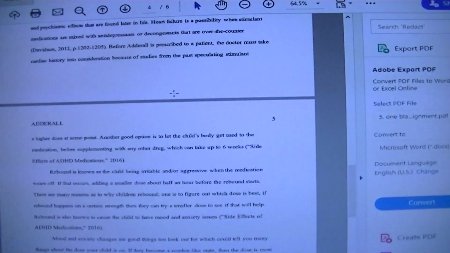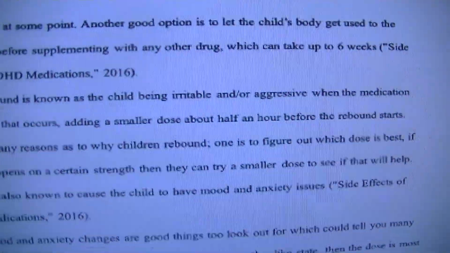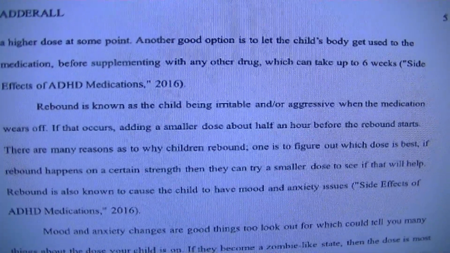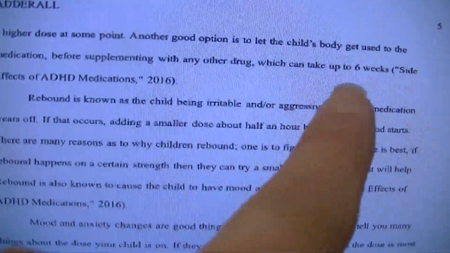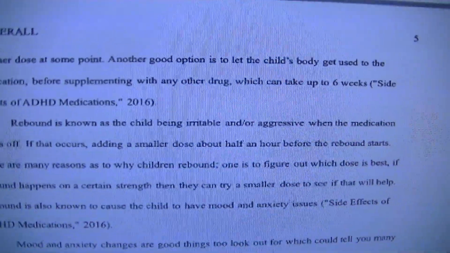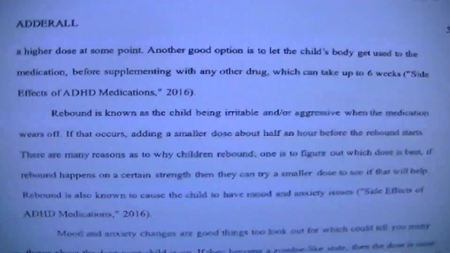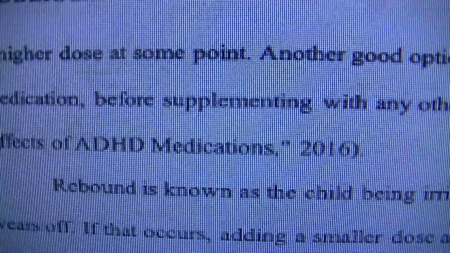So in her paper, she had one citation where she did not have the name of the author. So if you see where it says can take up to 6 weeks, parenthesis, I got the name of the article, comma, the year, parenthesis, and then that period goes outside of that parenthesis.